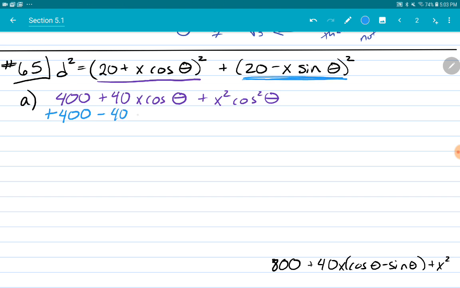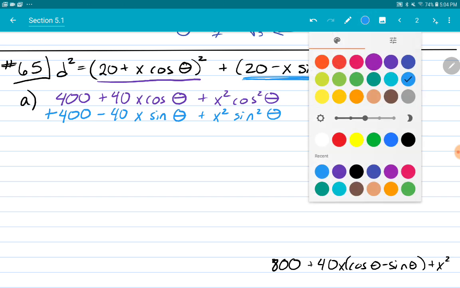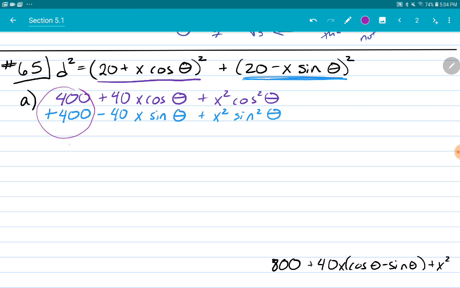Minus 40, and a sine instead of a cosine. And I'm just squaring this last term. And then to simplify this further, I'm going to combine like terms, or in this case, similar terms. So these are like terms, so I'll combine those and write 800. These are not exactly alike because one's sine and one's cosine, but they're similar.